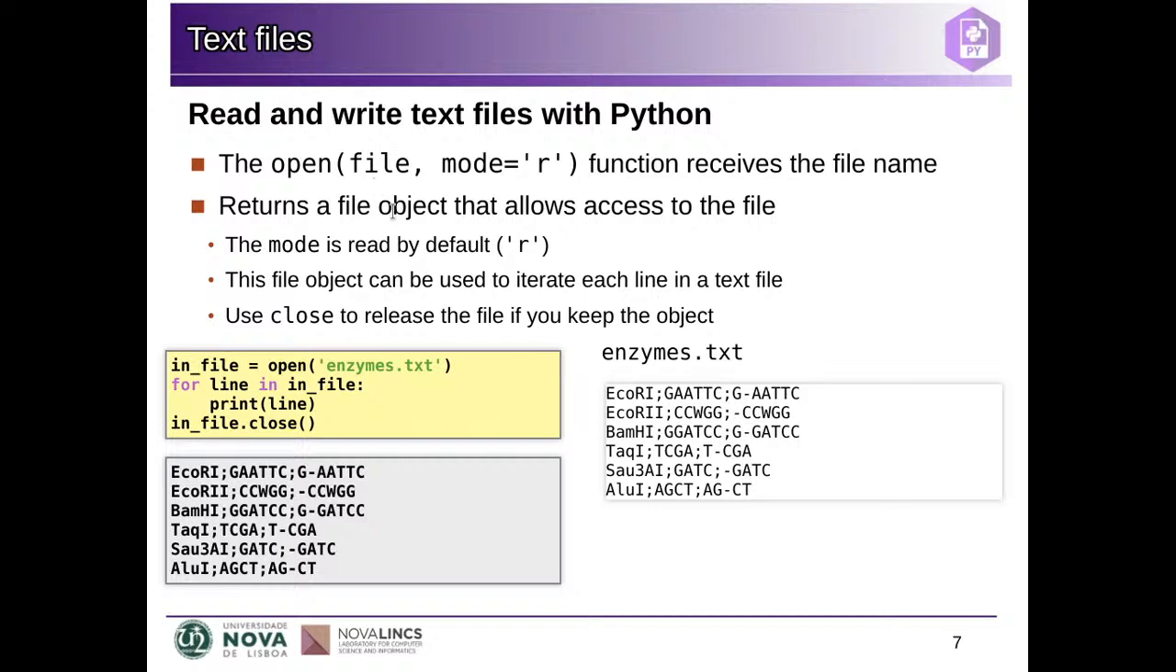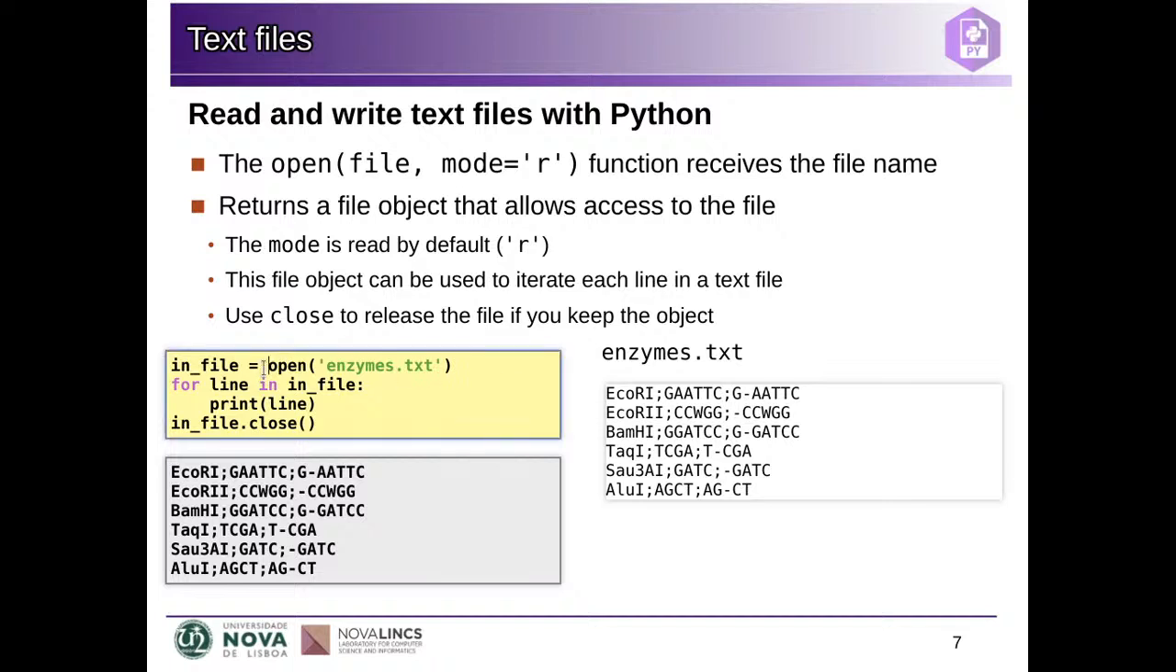So if you want to read the file, you can use this open object to access the file. So this open function gives you a file object that you can use to access the file. And by default, the mode is R for reading. So for example, if you have this file in the hard drive, this would be the name of the enzyme, the sequence of DNA it recognizes for cutting, and the sequence of DNA with the indication of where it needs to cut. So this would be the information we have for our enzymes.